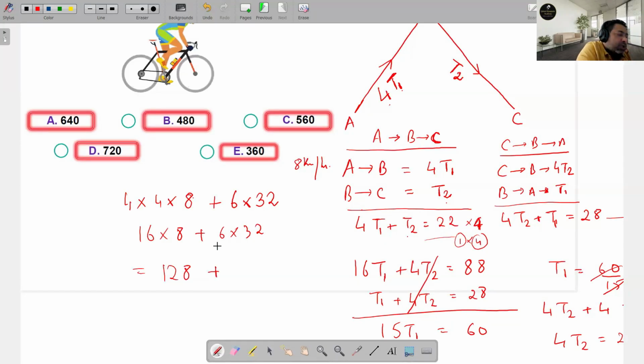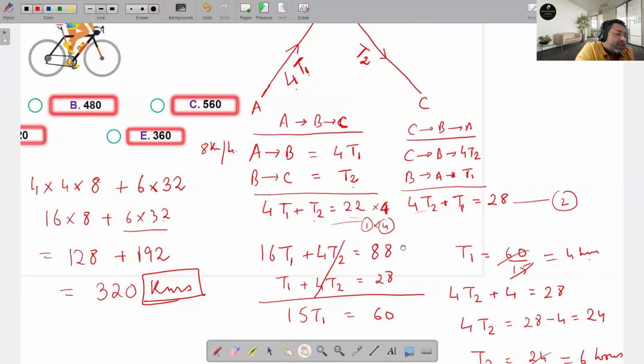So 16 times 8 is 128, plus 32 times 6, which is 192. When you add both of them, you get 320 kilometers. That is the distance he would have traveled. This way, we can check that it will be the same for the return journey as well.